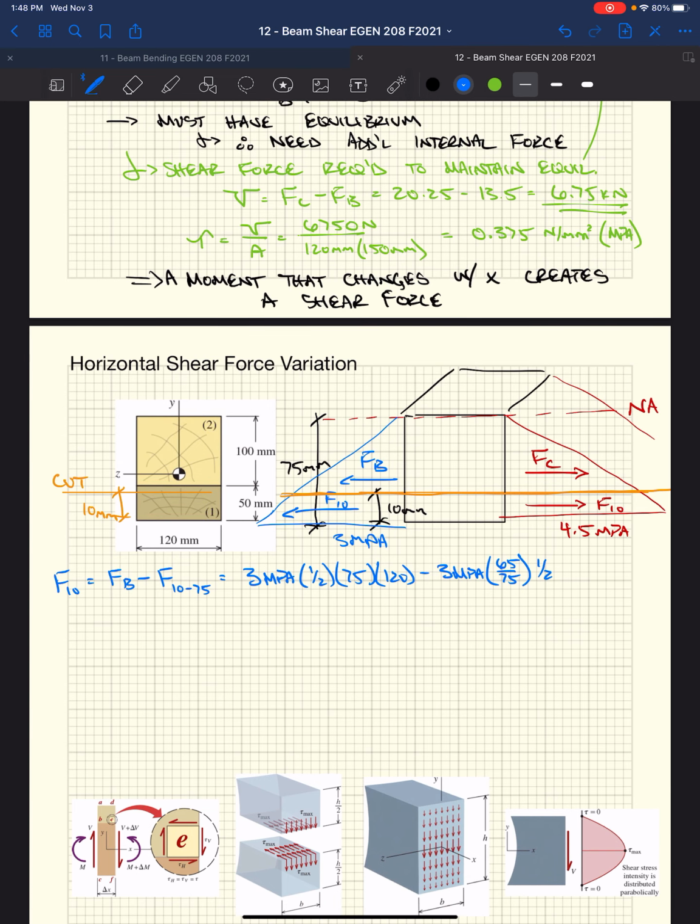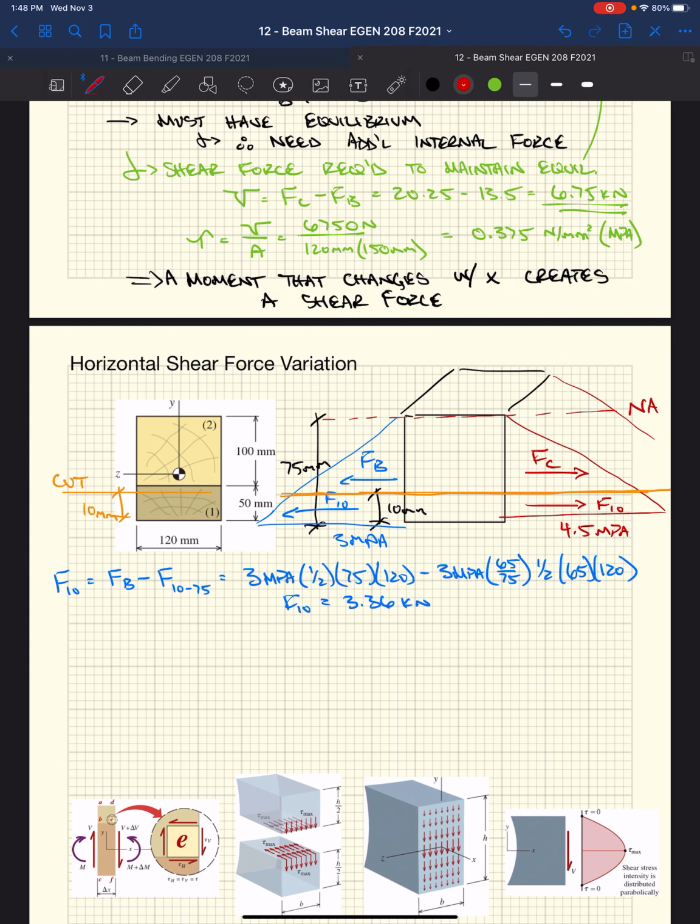Now that we have the magnitude, we multiply it by 1/2 times our area, which is now 65 instead of 75, because we're looking at all the area above. So now we get F sub 10, right? The force acting on that 10 millimeter sliver at the bottom is 3.36 kilonewtons.